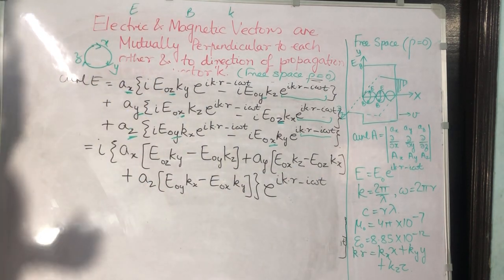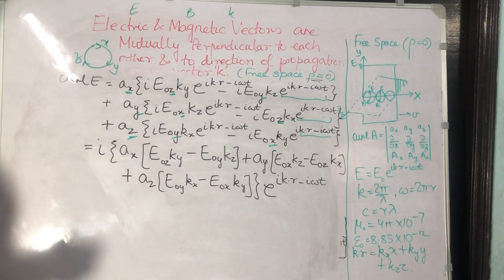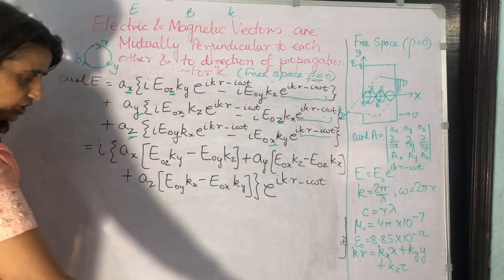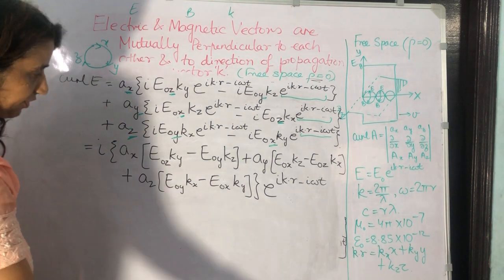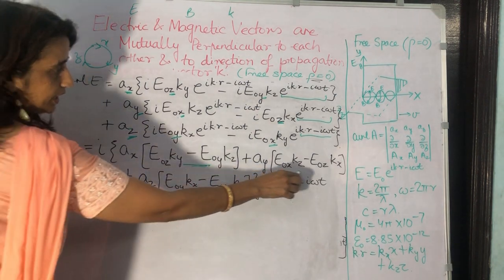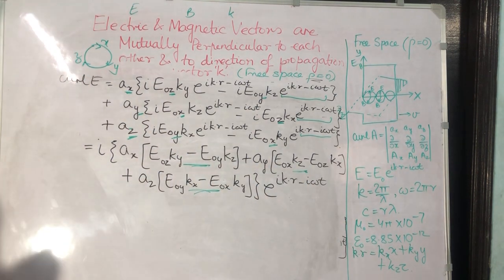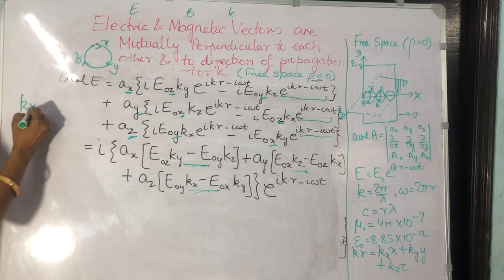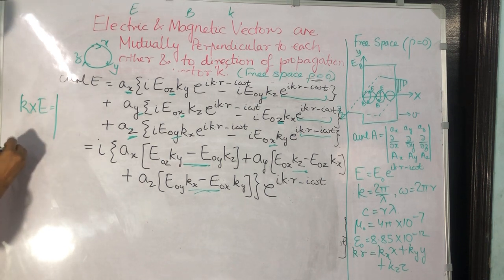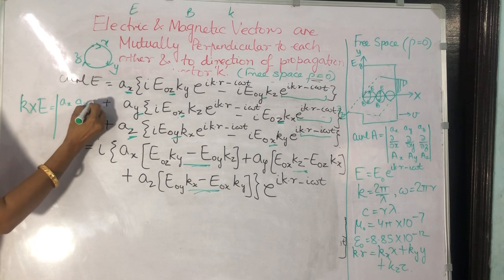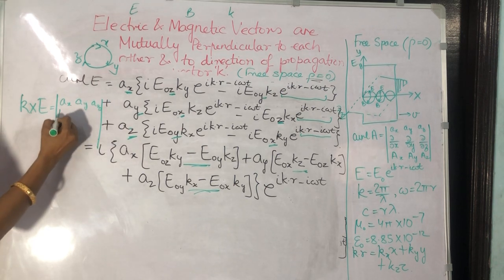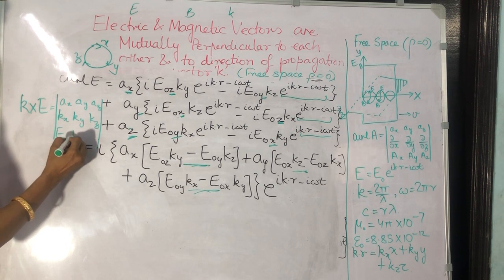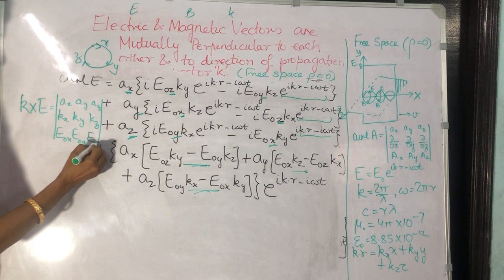I have taken it out as common. Why did I take this step? I have taken it because these terms inside, when I simplify the matrix, will give me the value K cross E, or K of curl E. See, AX, AY, AZ, KX, KY, KZ, E naught X, E naught Y and E naught Z.